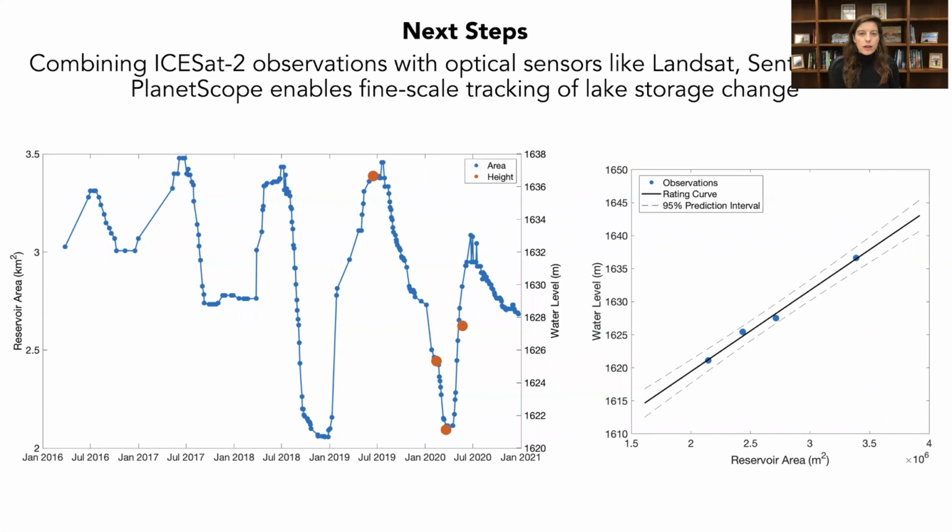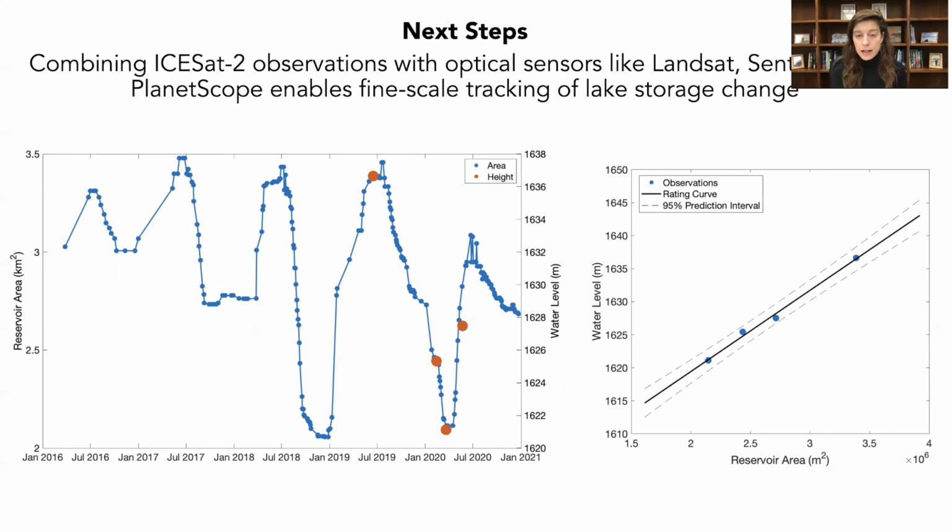Finally, I just want to conclude by highlighting one particular way in which we're working on improving upon this analysis. And that's by combining ICESat-2 observations with sensors like Landsat, Sentinel-2, and PlanetScope, which provide us with time series of lake area. So the blue curve here is a lake area time series. This is for a reservoir in California. This is Sentinel-2 data. And the red dots show the corresponding height observations from ICESat-2.